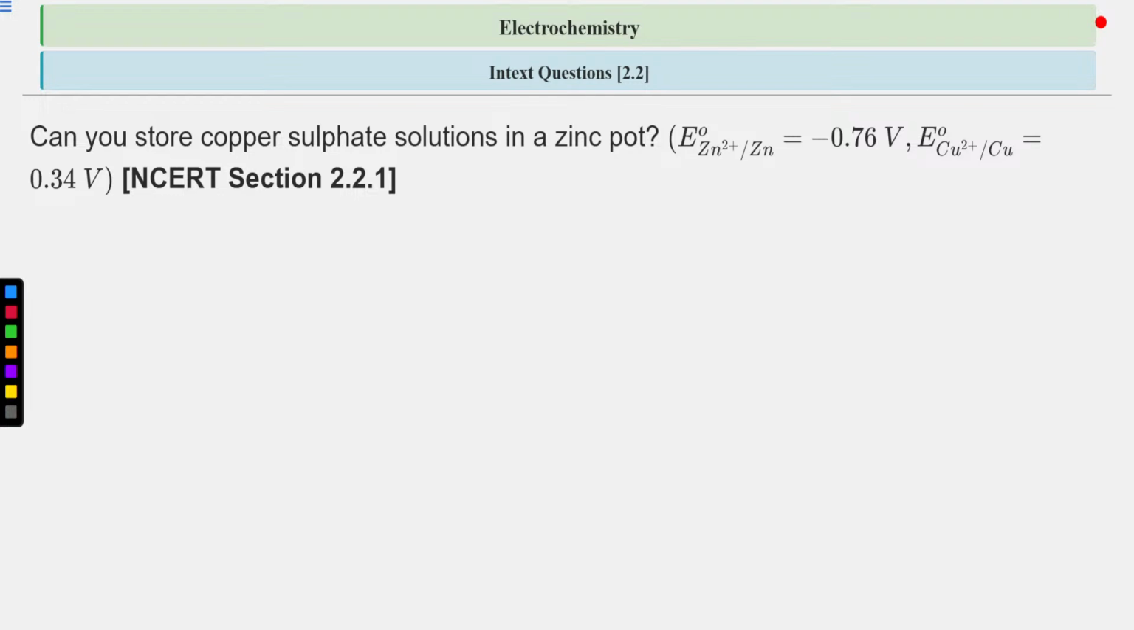So this is our next in-text question, marked 2.2 in our NCERT textbook. The question says: can you store copper sulfate solution in a zinc pot? We are given the standard electrode potentials for zinc as minus 0.76 volt and for copper as 0.34 volt. You can use NCERT subsection 2.2.1, which we covered in this lecture, to solve this question. Analyze it, and then we will see the correct answer. How can you explain it?